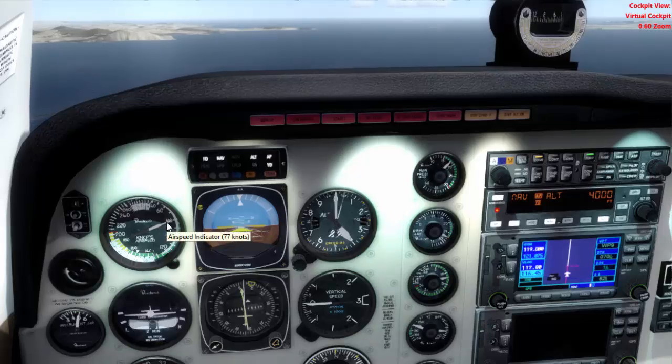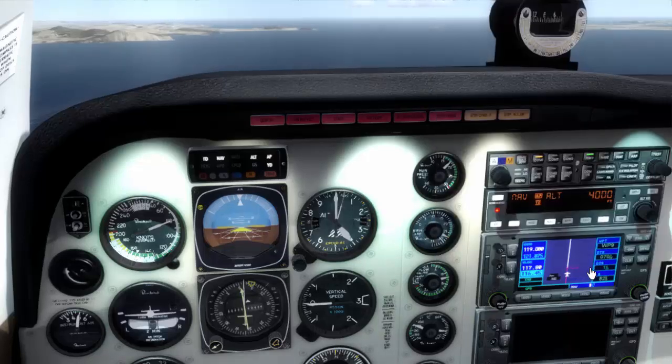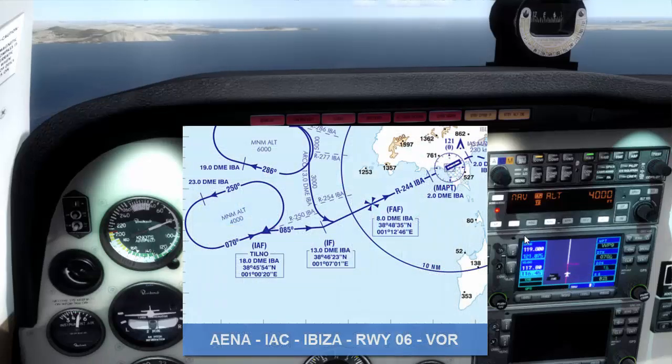Okay, so we are right now at 77 knots. We have an error of 1 knot. That is nothing, and we are flying properly. We're reaching Tilno, just 1 nautical mile. And remember what we will do when we reach Tilno. Take a look at the GPS. We are very close, very close.